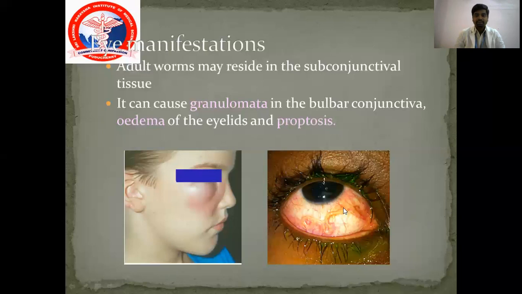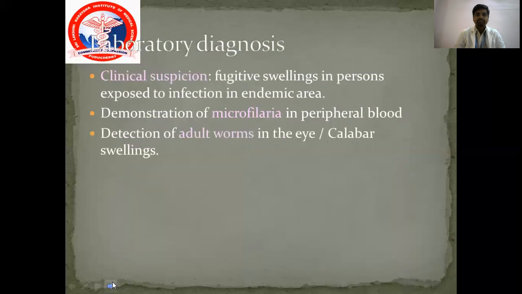We can see very clearly the worm present in the eye. Adult worms may reside in the subconjunctival tissue. They may cause granulomata in the bulbar conjunctiva, edema of the eyelids and prophylaxis.